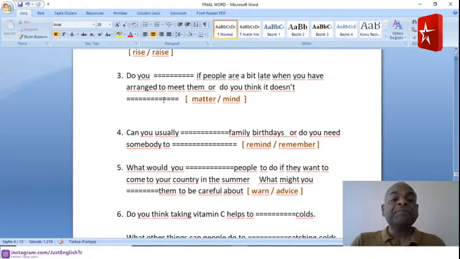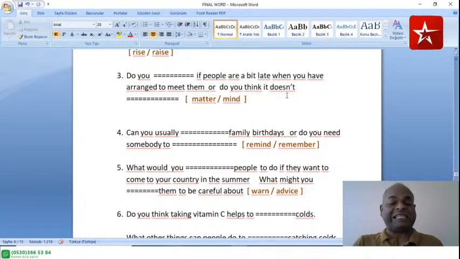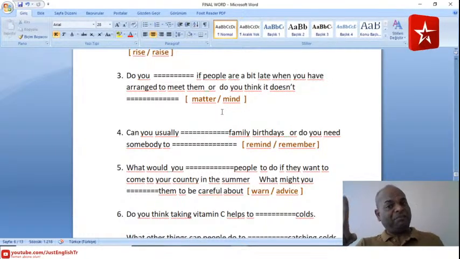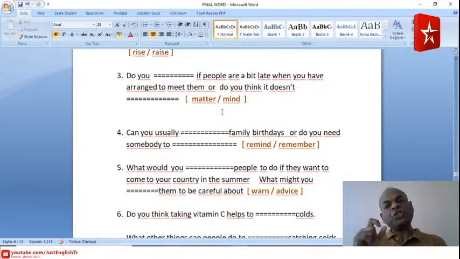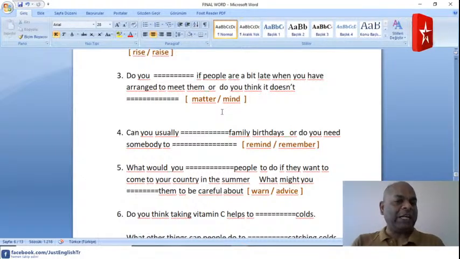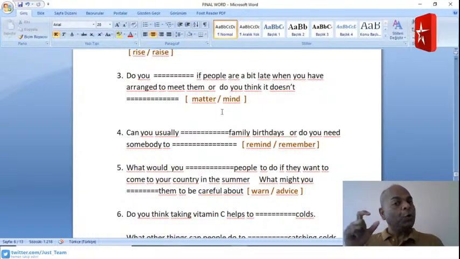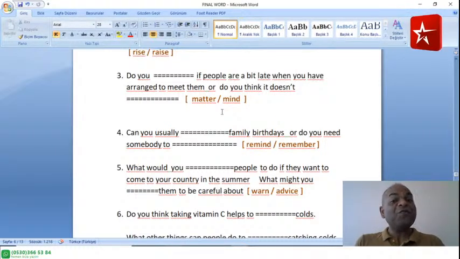Number 3. Do you dash if people are a bit late when you have arranged to meet them, or do you think it doesn't? You have two words here, matter and mind. So which word will come in the first blank and which will go in the second blank? Please let me know.